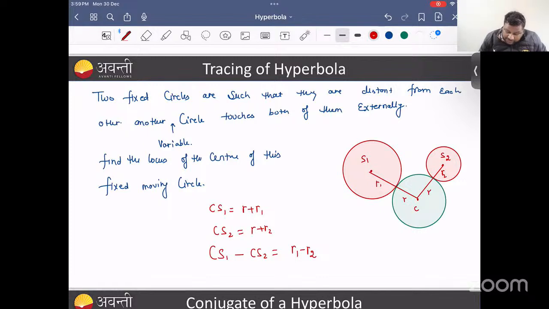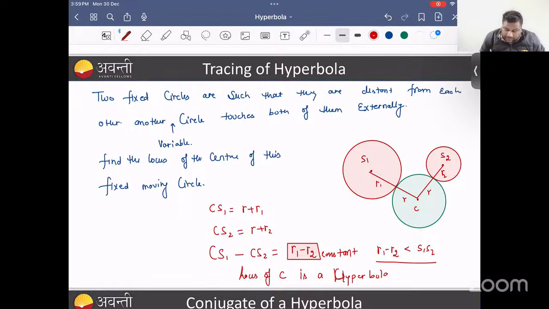That means a variable point C is moving in such a way that the difference of its distances from two fixed points S1 and S2 is always constant, because both of these values are known to you. And this R1 minus R2 is definitely less than S1S2. So the locus of C is a hyperbola. Got it?